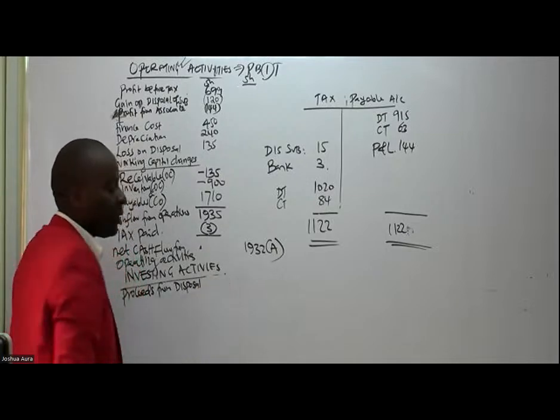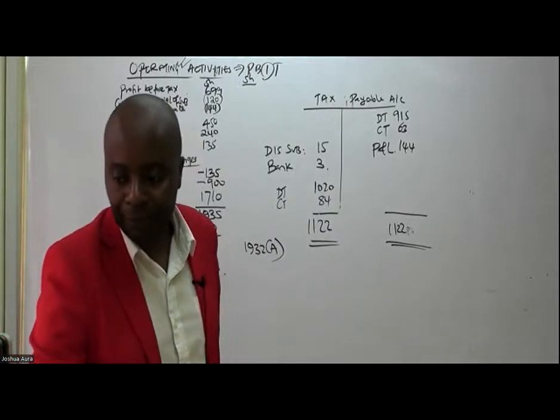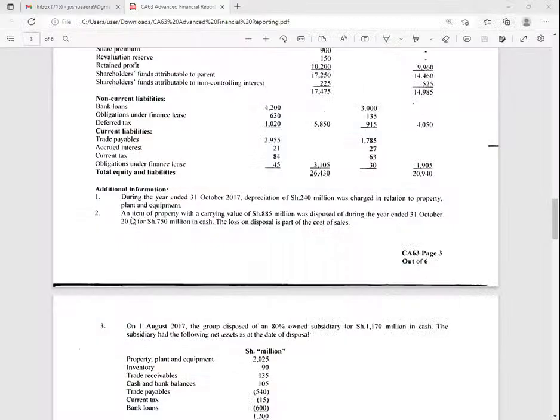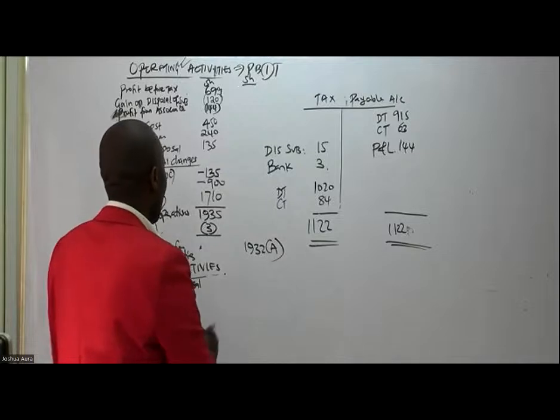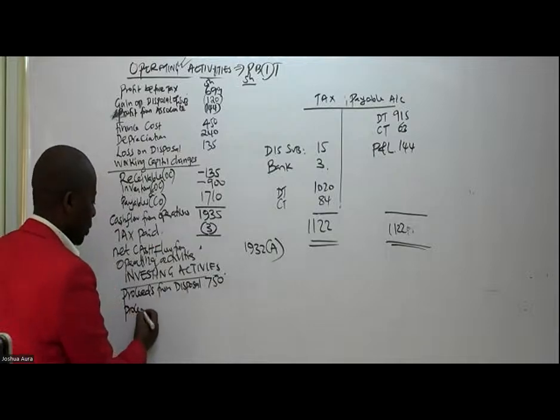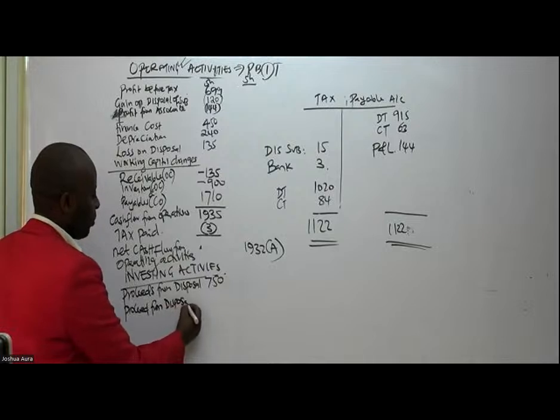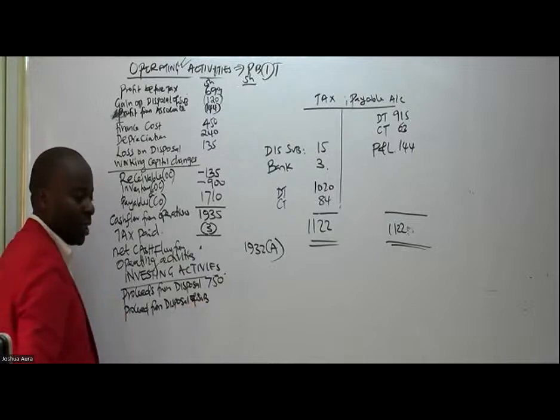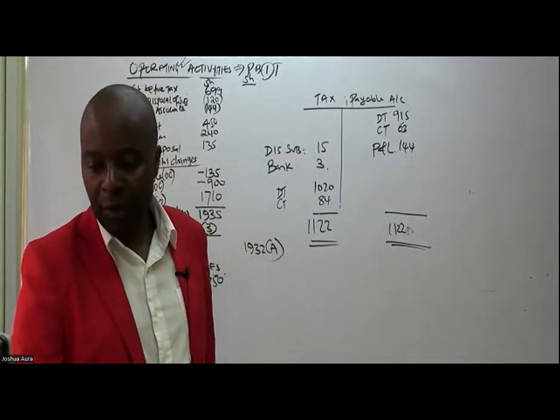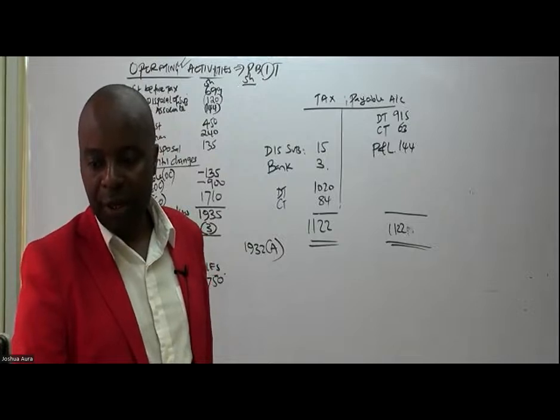These guys gave us what amount? They gave us some amount. Right? So in this case here, they gave us 750 million, which was recovered here. So we have proceeds from the disposal of this, which is 750. Also, we have proceeds from sale of subsidiary. So we have here proceeds from disposal of our subsidiary. What do we have here?